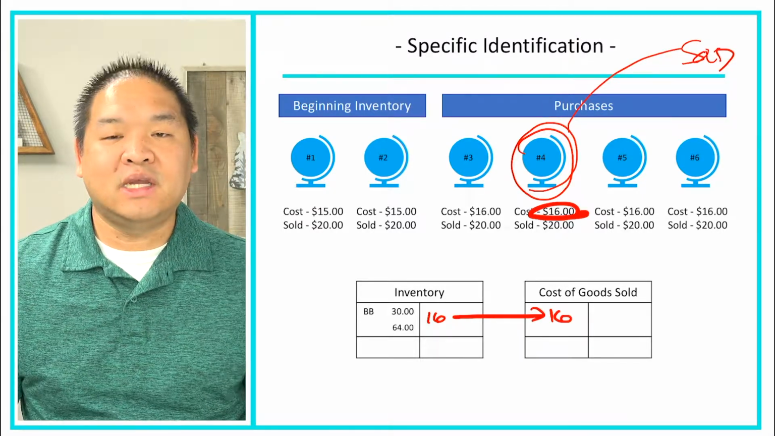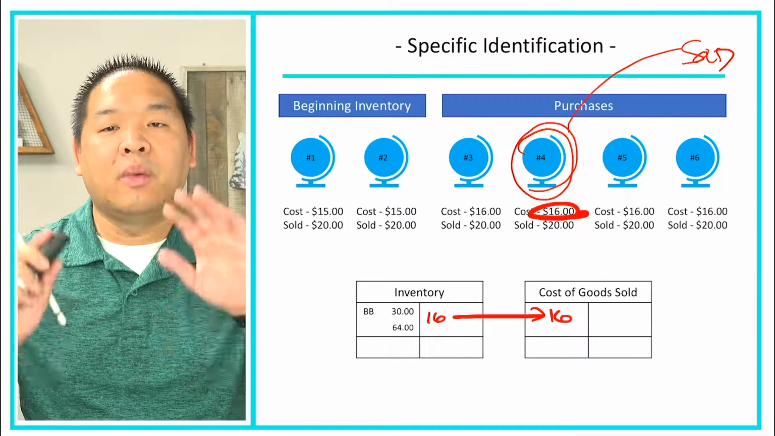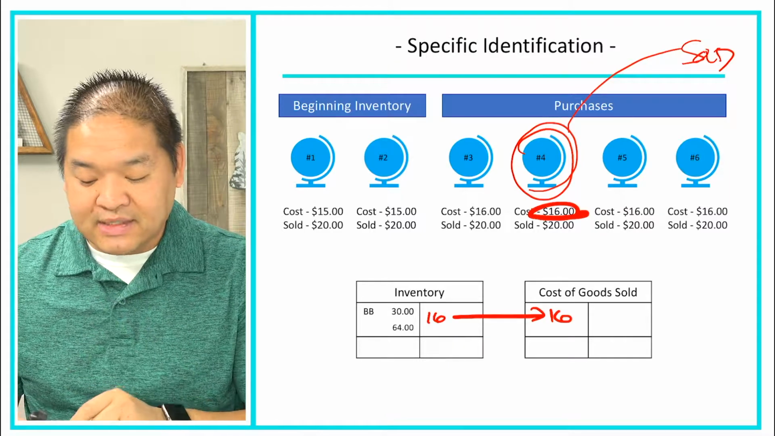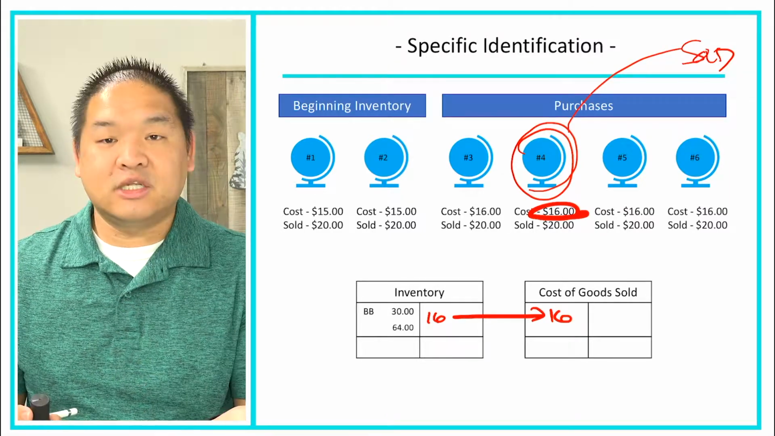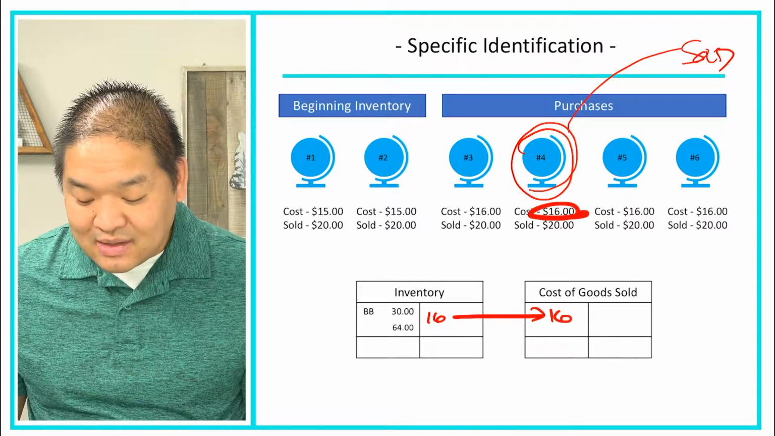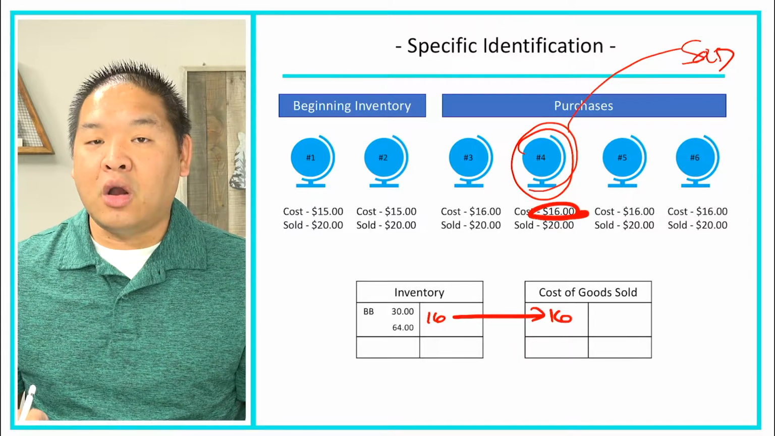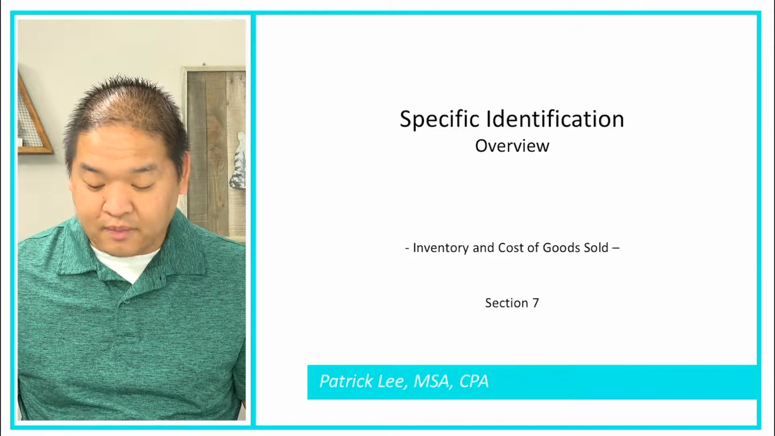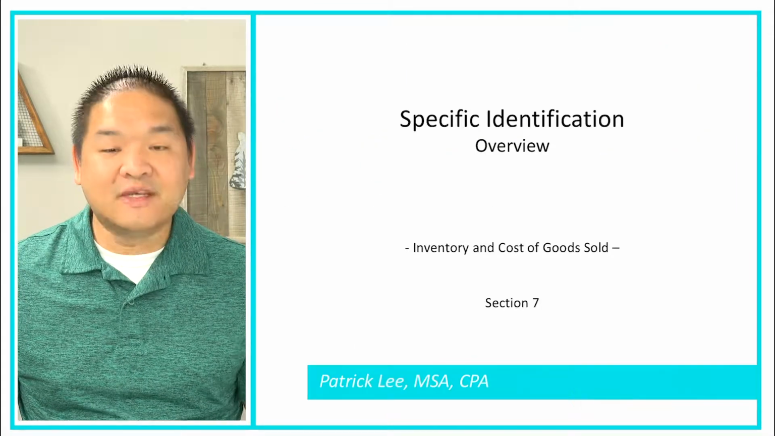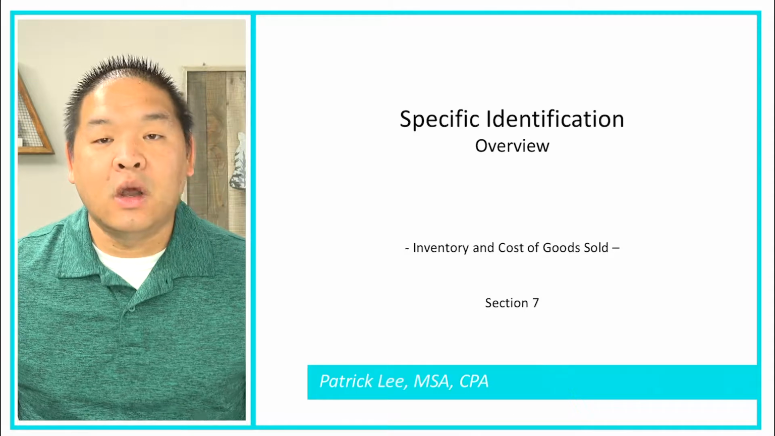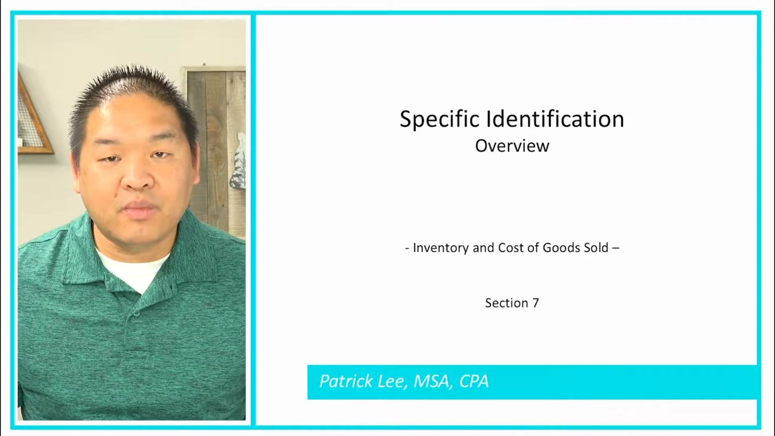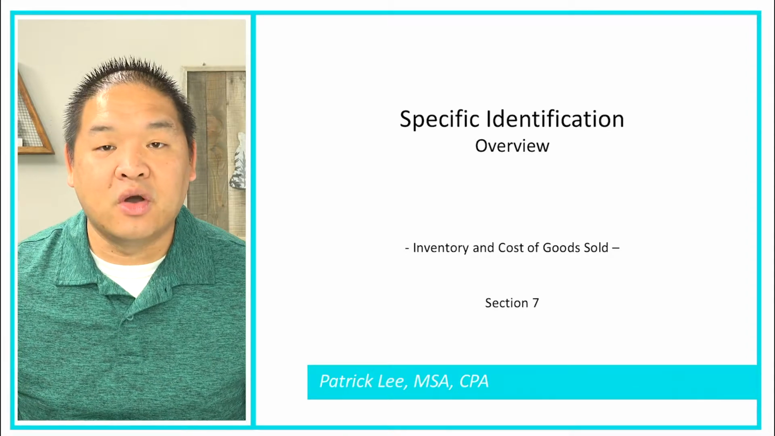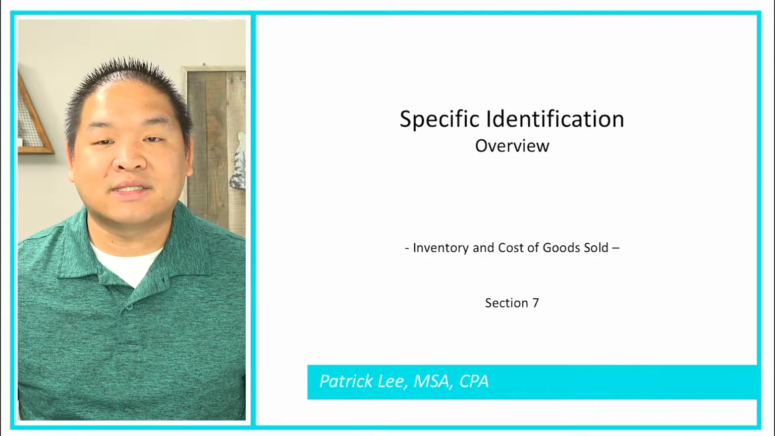We don't care about the 15. We don't care about any other cost. We only care about the cost associated with that specific item. So because I numbered this 4, it's easy to track. I can track it. If I didn't, then it might be a little bit harder to track. So I can track this because I put a number 4 on this globe. So that is an overview of specific ID. In the next lesson, I'm going to go through an example with you to show you how we actually do it from a problem standpoint. So hope you enjoyed this lesson. We'll see you in the next video.